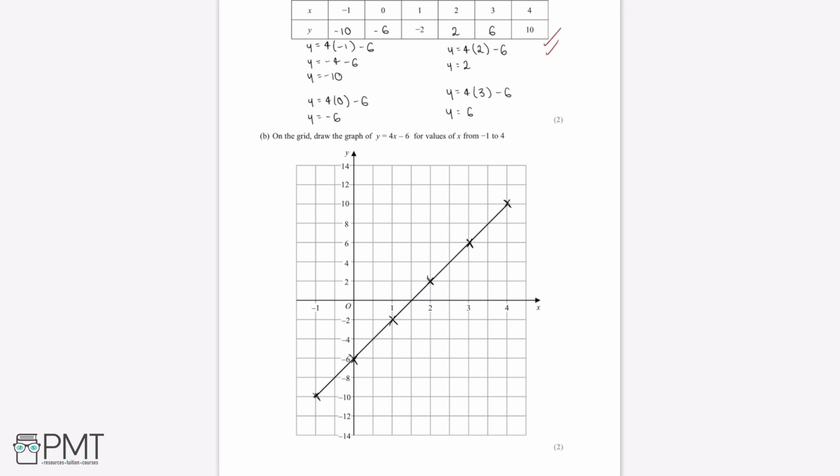Now this question's worth 2 marks. We'll get 1 mark for having at least 5 coordinates correctly plotted, and we'll get our second mark for a complete graph.